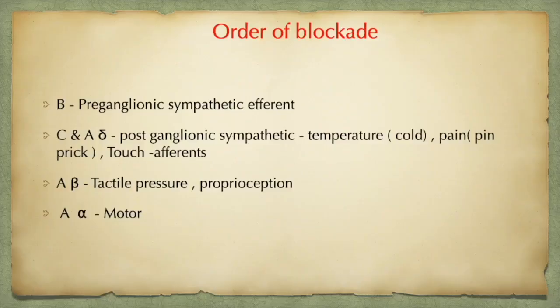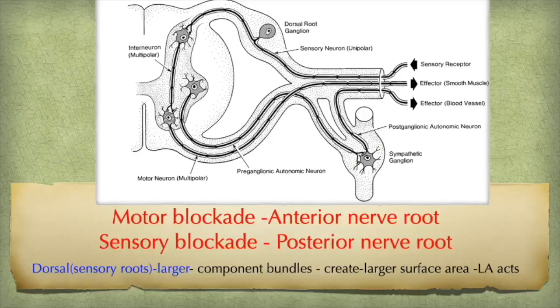The A beta, which carry the tactile pressure and proprioception, are blocked next, and the A alpha, which carries the motor impulses, are blocked last. This is at the level of the cut section of the spinal cord. It shows the motor blockade is due to the anterior nerve root and sensory blockade is due to the posterior nerve root.